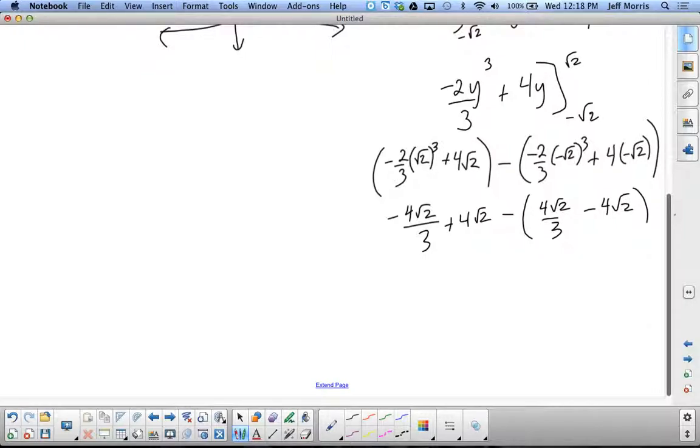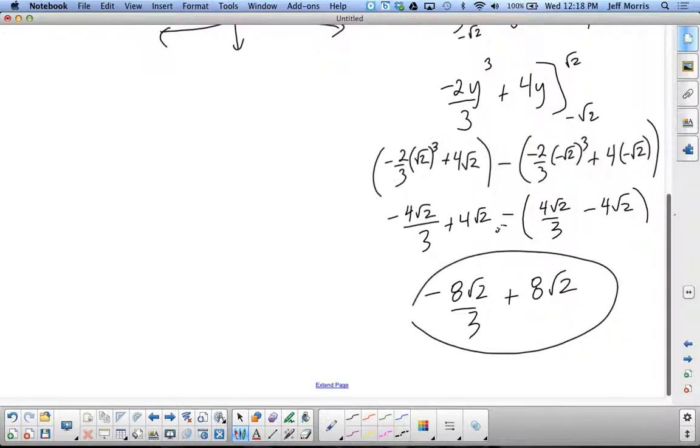Now I distribute the what? Negative. So we're going to get negative 8 root 2 over 3 plus what? 8 root 2. Now some people are like, how do you know this is positive? I'm pretty confident it's positive. If you find a common denominator, that'll be 24 root 2 over 3 minus 8 root 2 over 3. That'll be 16 root 2 over 3 for the final answer. But you could certainly leave it like this. Okay? That is your answer.